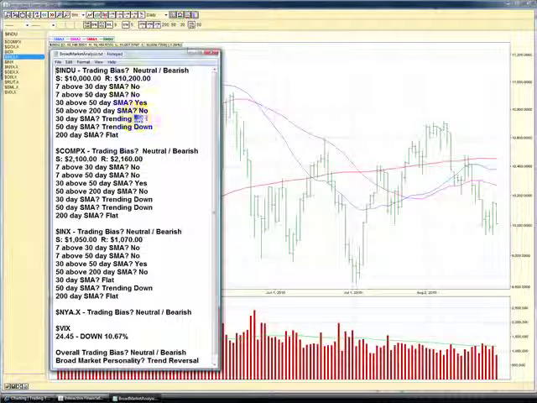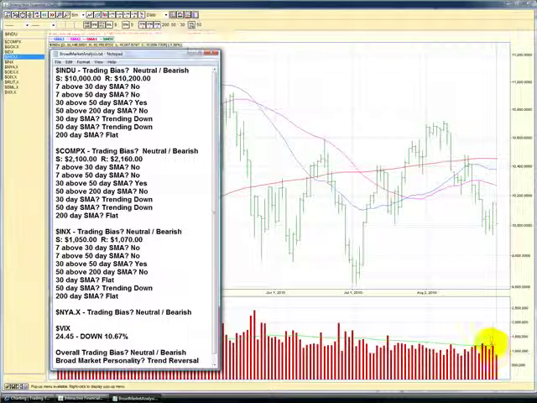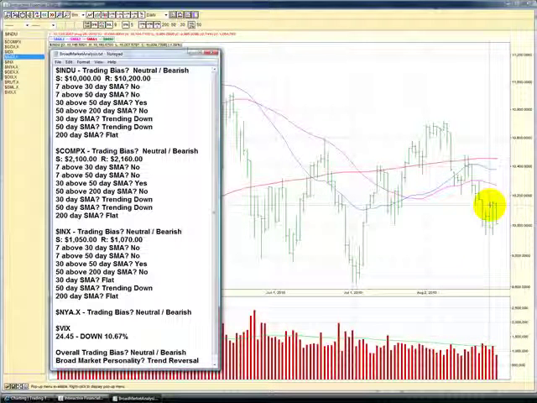It's trending down. The 50-day is trending down, and the 200-day is flat. So this is definitely neutral bearish. You know, look at the NYSE volume, super light. So, you know, you don't give this much credibility.